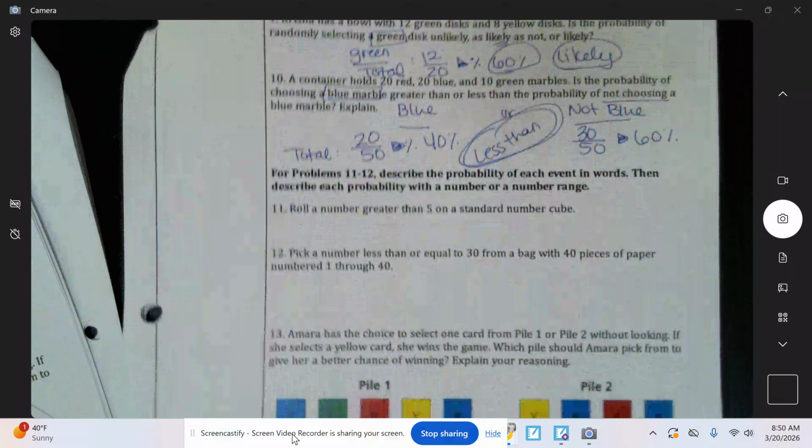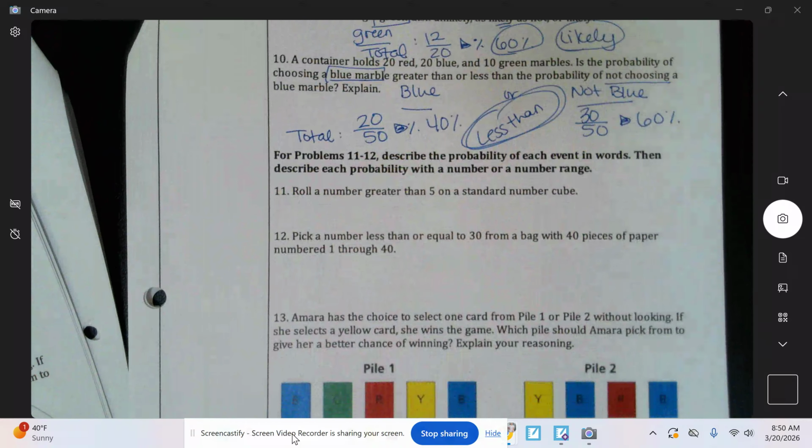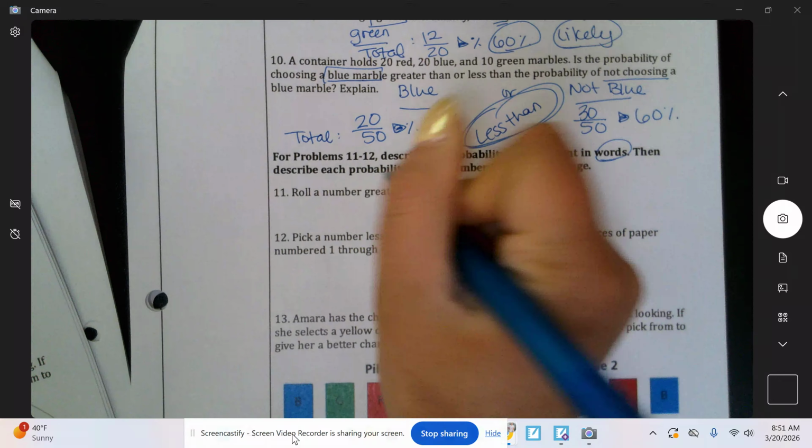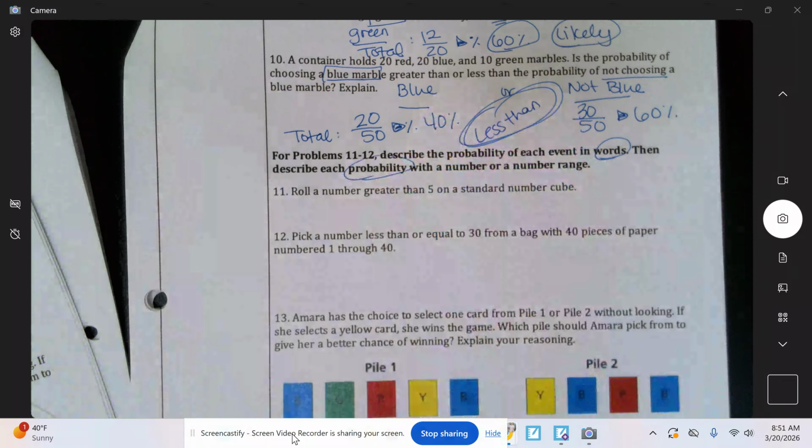Your biggest thing is going to be reading, looking at what it's asking for. Alright, you try number 11 and 12. Describe the probability of each event: likely, unlikely, or equally likely. Then tell us what the percent is, the probability. So we're using words and we're using numbers to figure out that event. Try those two, 11 and 12.